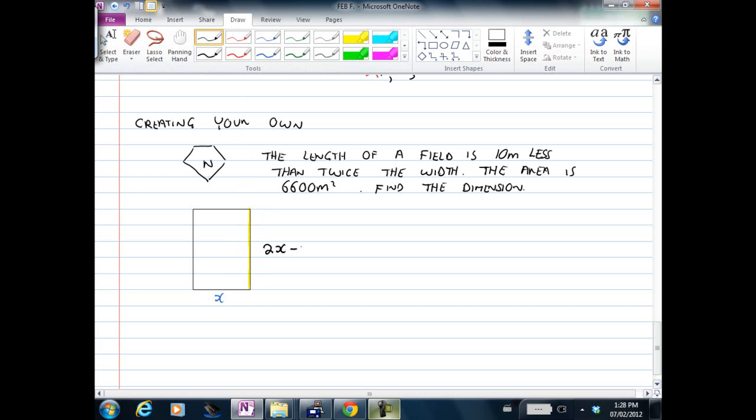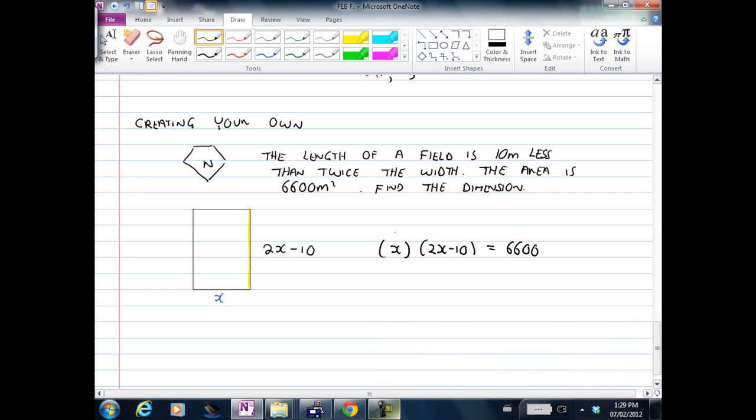2x minus 10 is correct, because it says 10 less than twice the width. Now, I'm telling you that the area is 6,600. So we're going to go base times height: x times 2x minus 10 equals 6600.